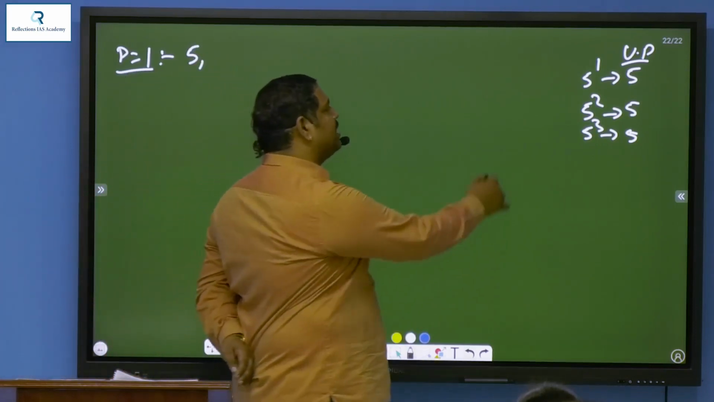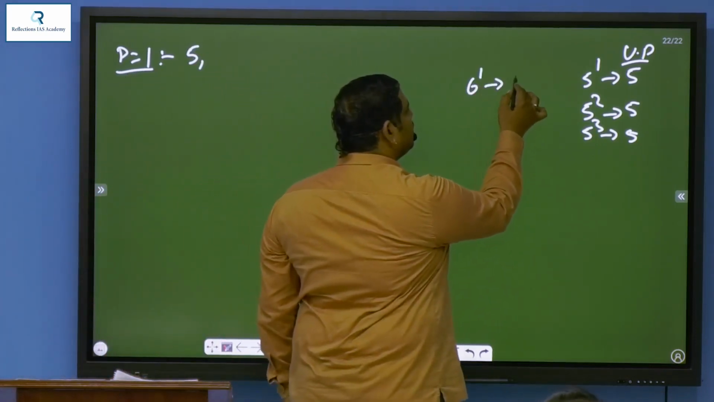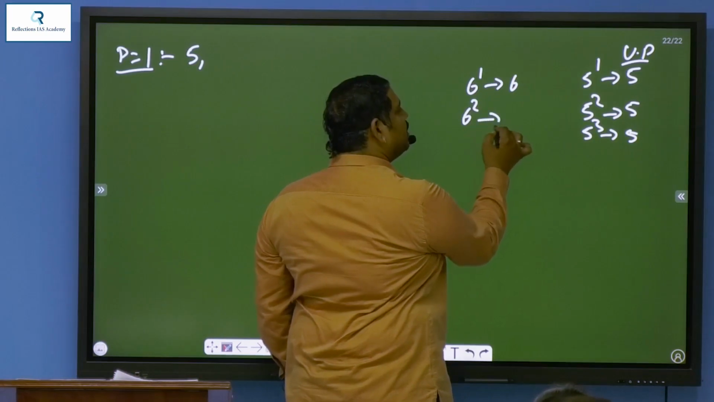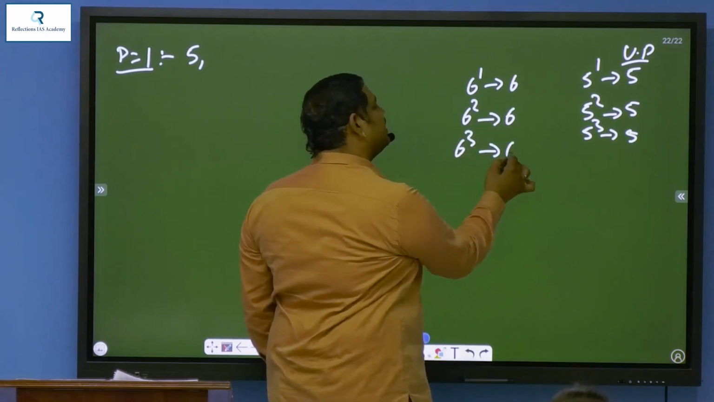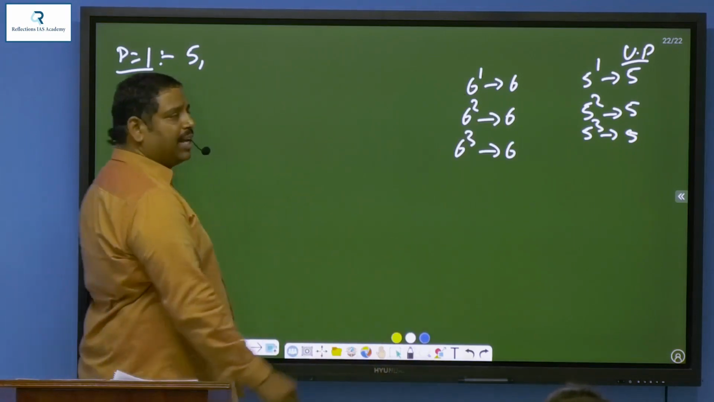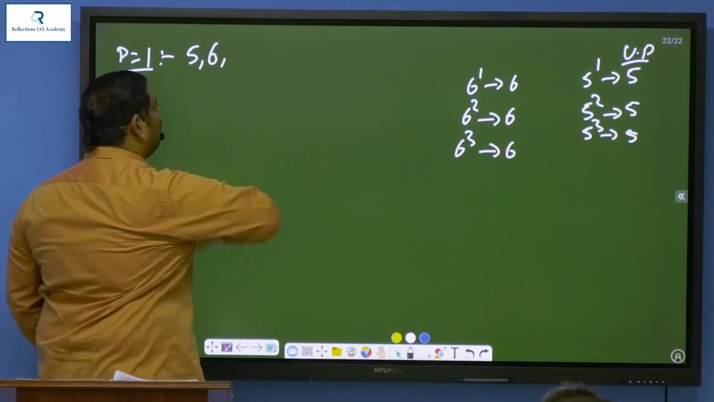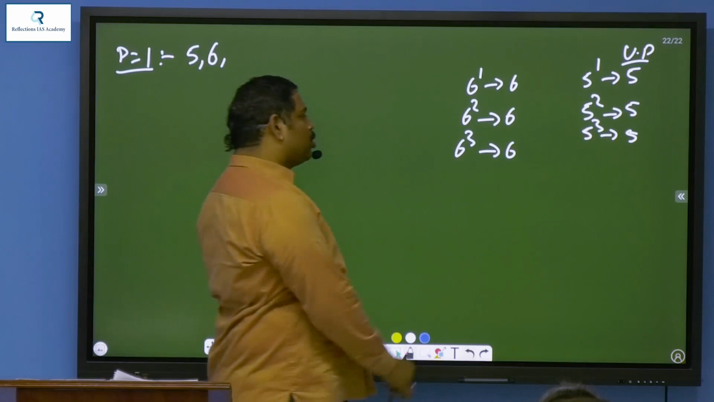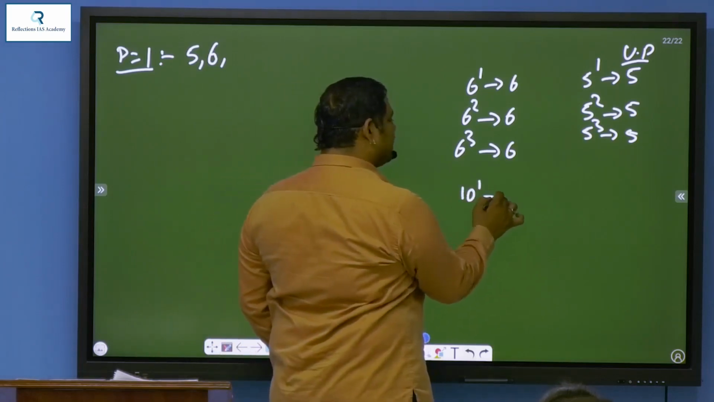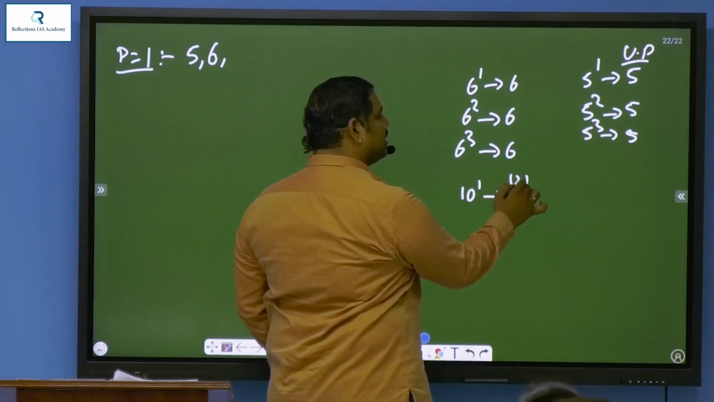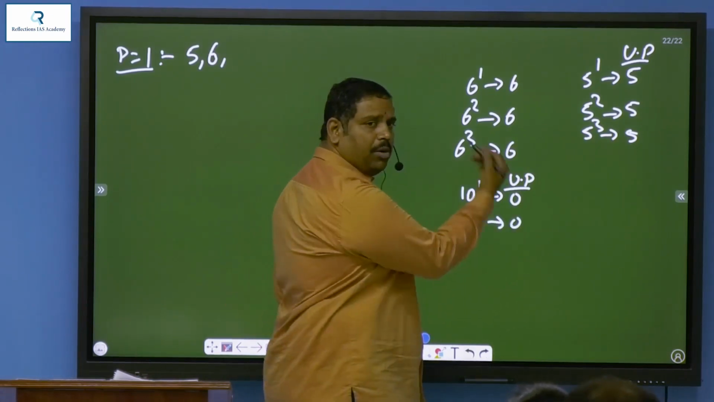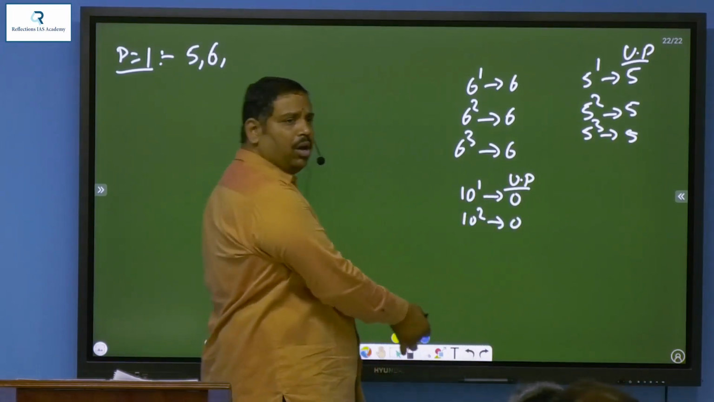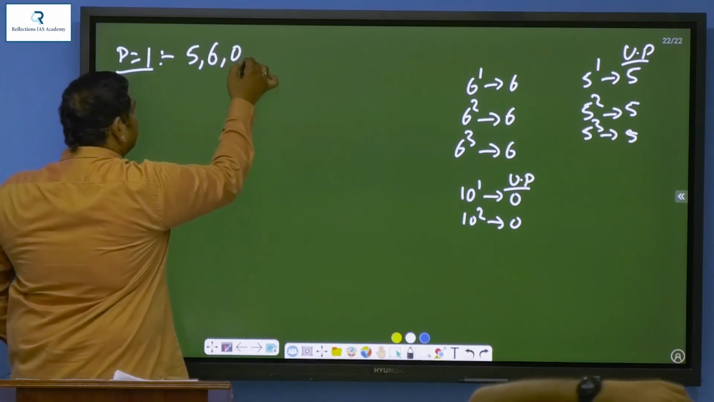Suppose if I go for 6. 6 power 1 is how much? 6. 6 square is 36. Means 6 only. 6 cube will be 216. Means 6 only. Always the same. So can I say that its periodicity is also 1? Okay. Suppose go with 10. 10 power 1 is how much? 10. Units place is 0. 10 square is 100. Means units place is 0. And always 0. Right or wrong? Okay. So 0 is a digit.